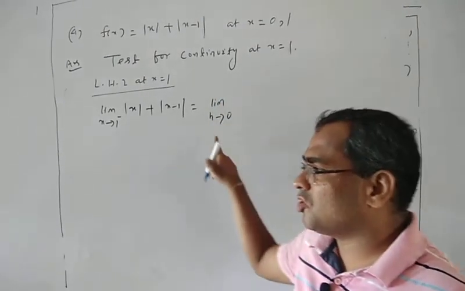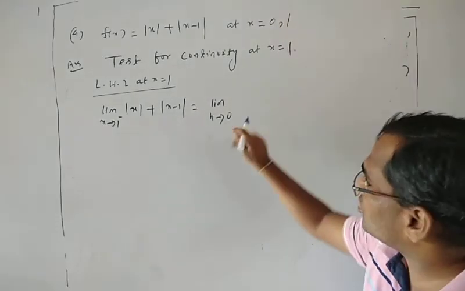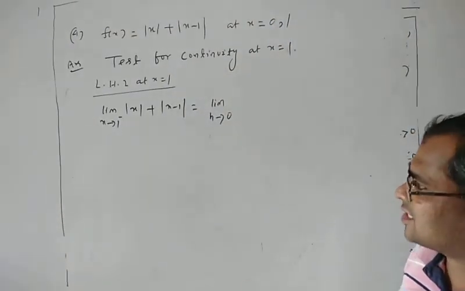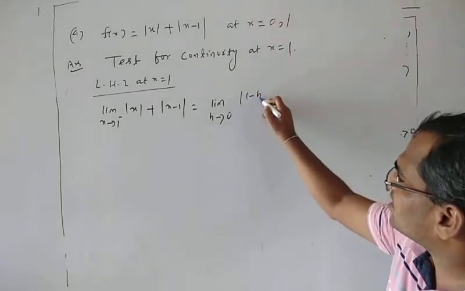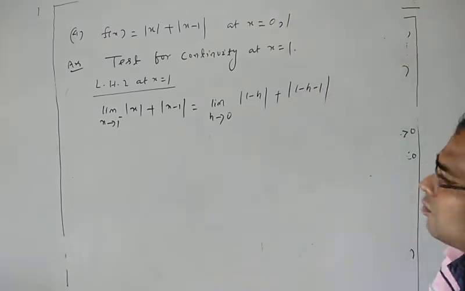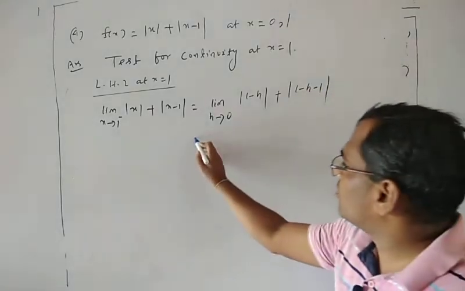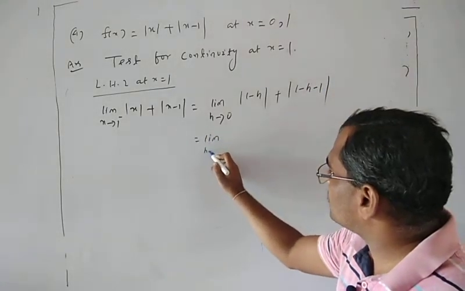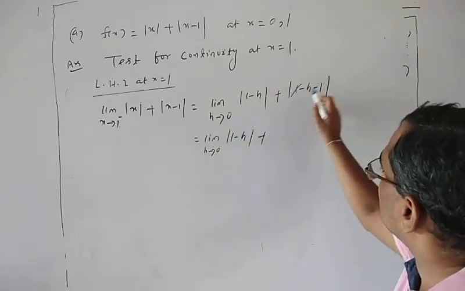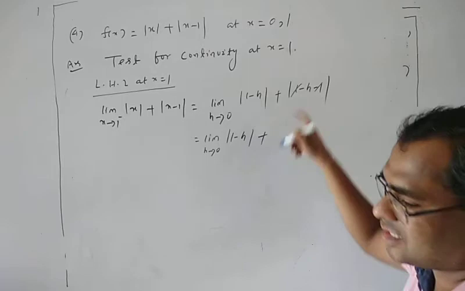In place of x we substitute 1 minus h. So this is equal to mod of 1 minus h plus mod of 1 minus h minus 1. So this is equal to limit h tends to 0, mod of 1 minus h plus, 1 minus 1 cancel, this is the mod of minus h.